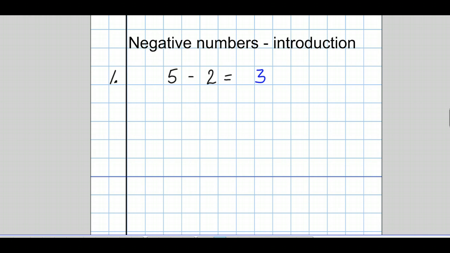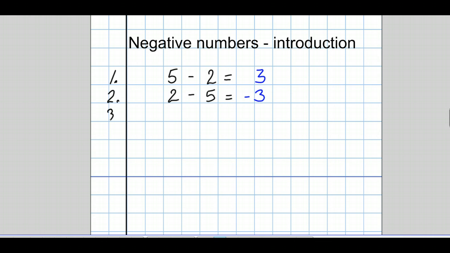Now, let's introduce negative numbers. What about 2 take away 5? Well, we're taking away more than we have. And in this instance, the answer becomes negative. The difference between 5 and 2 is 3. So 2 take away 5 is minus 3.